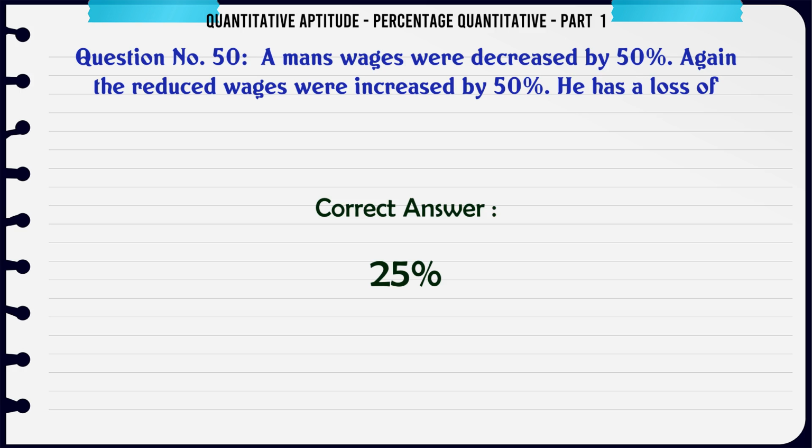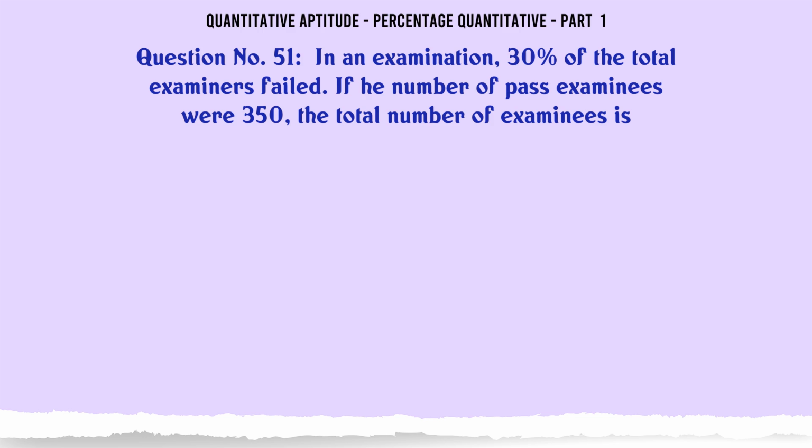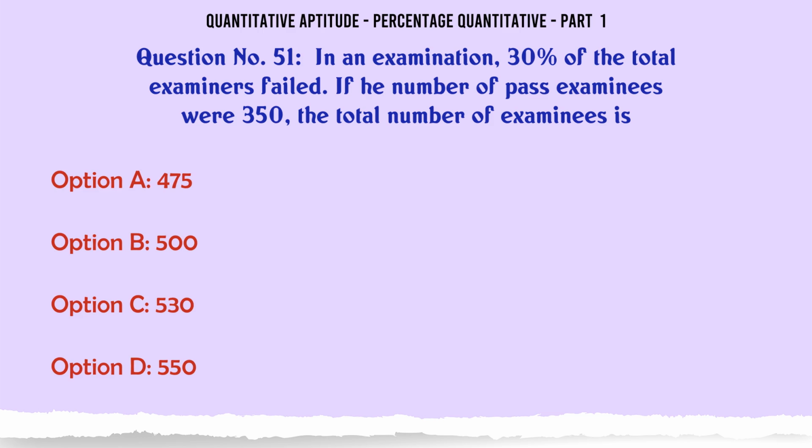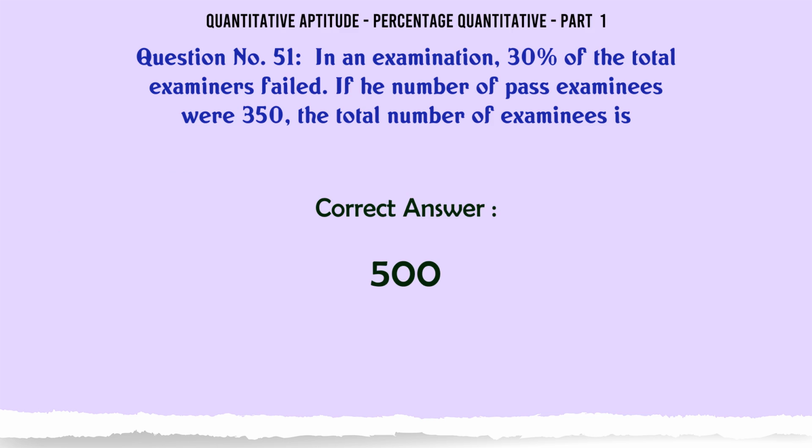25%. In an examination, 30% of the total examinees failed. If the number of pass examinees were 350, the total number of examinees is A. 475, B. 500, C. 530, D. 550. The correct answer is 500.